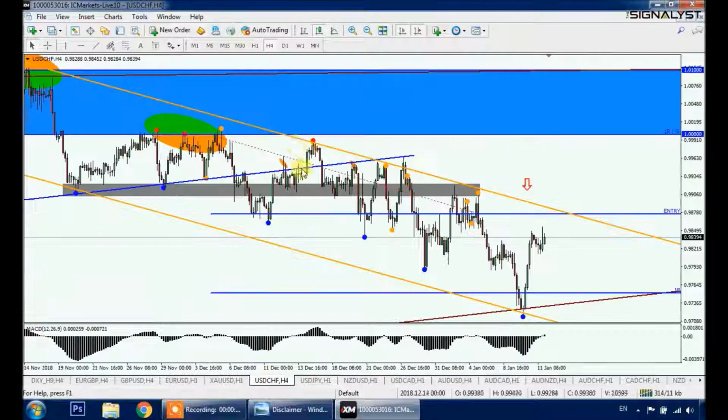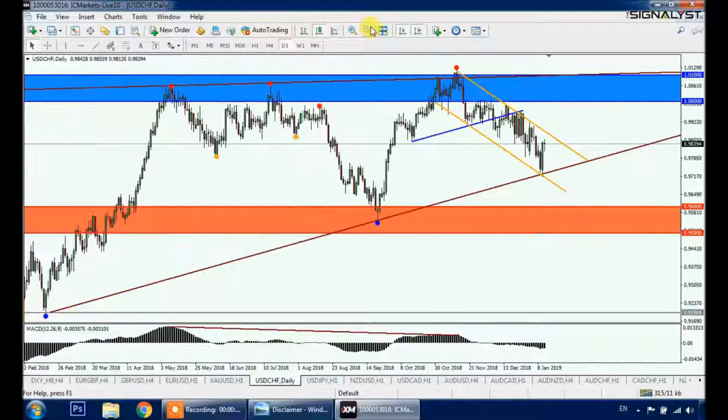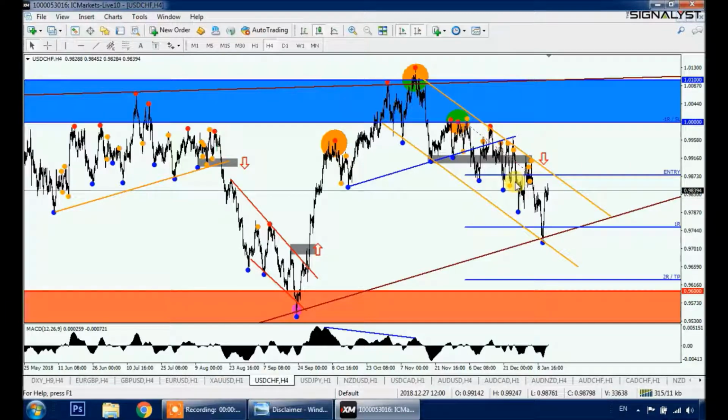USD CHF. On weekly we have a rejection candle with a big wick from the downside, pushing price higher. On daily time frame, price found support at this trend line, which is found objectively on H4, and trading inside this channel in orange, which is also found objectively on H4 time frame. As I mentioned last week, I don't recommend a sell around here, as USD/CHF is a bit crowded, so we may look for long opportunities around here.